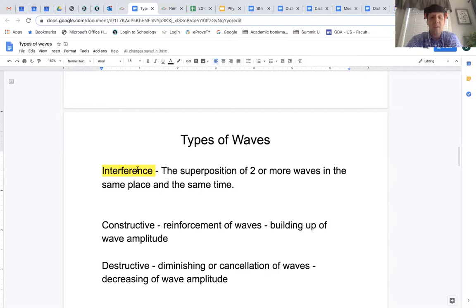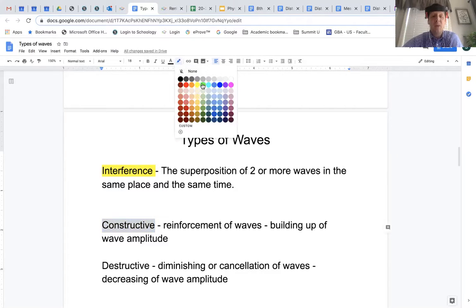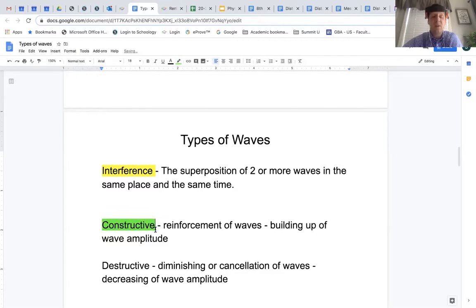Now, there's two kinds of interference. There's constructive interference, and we're probably pretty good with that concept logically. When you construct something, you build something. Think about constructing a house. You build the house from the ground up. Well, that's what we're going to talk about here with constructive interference. Constructive interference is what we call the reinforcement of waves.